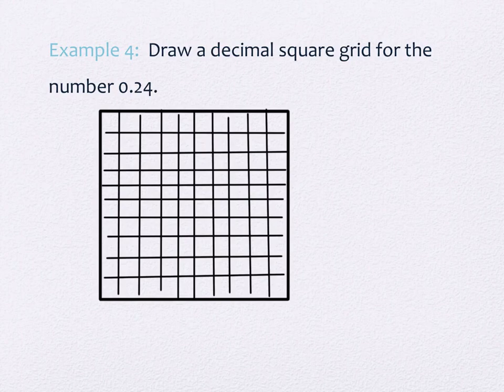Right? So I can go with all of these, that's 10, all of these, that's 20, and then 4 more. I did mine horizontally. You could certainly do them vertically. Either way would work. If you want to use a highlighter or something like that, you're welcome to use some colors to do so, or you're welcome to shade with your pencil. So this would be a decimal square grid for the number 24 hundredths.